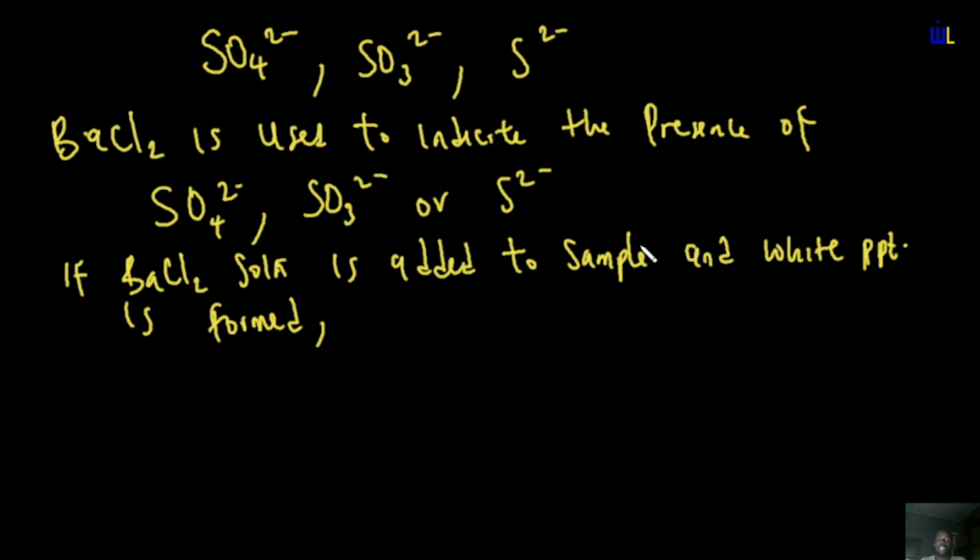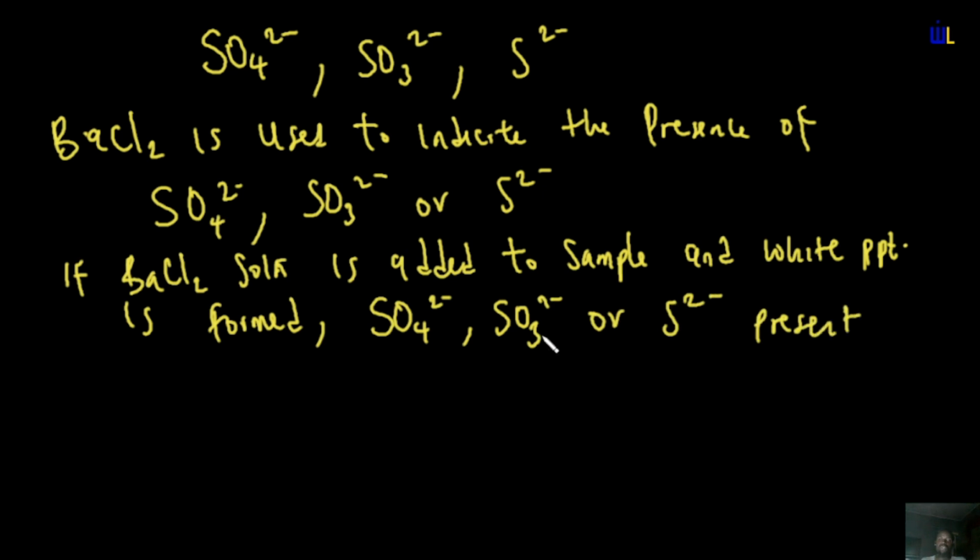So if barium chloride is added to the sample and white precipitate is formed, it means that SO4 2 minus, SO3 2 minus, or S2 minus is present. Now, please notice the terminology I use. I did not say SO4 2 minus, SO3 2 minus, and S2 minus. I said or, which means it's either of these three. Any one of these three can be the answer. Now, how do we get a confirmatory test for this? To confirm, that is to distinguish which of them is actually correct.